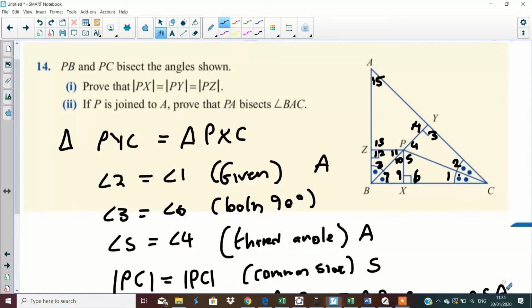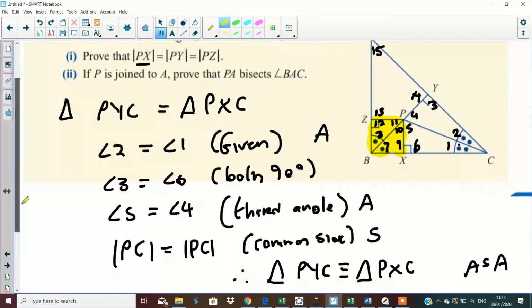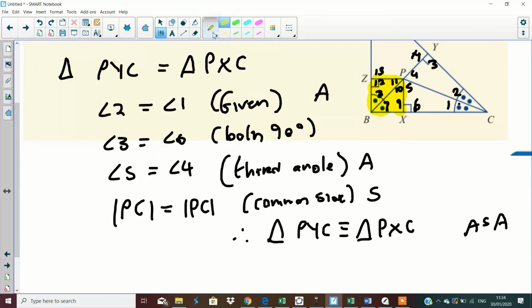Now, lads, what Thomas had was a good idea there. What he also said is to get PX into the mix. What you need to do is concentrate on the square at the bottom here. Now, the reason why we're going to know it's a square is that we can say that angle 9 plus angle 12 is what? Angle 9 plus angle 12 is 90. So angle 9 equals angle 12, which equals 90 degrees.